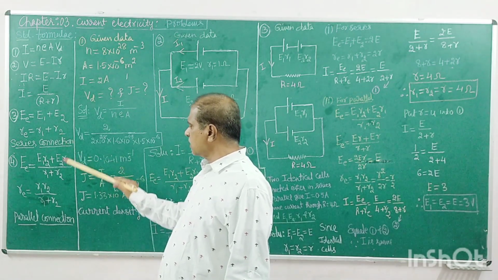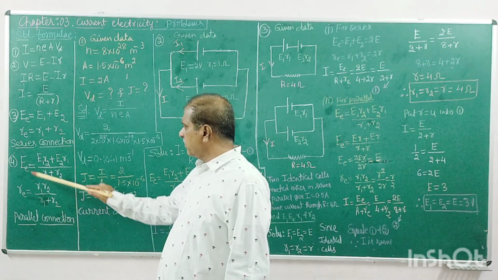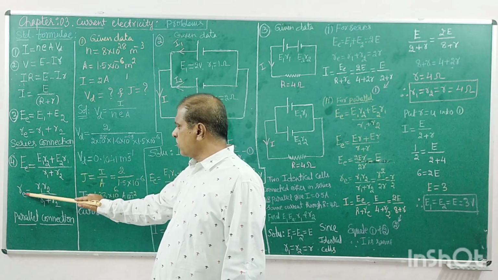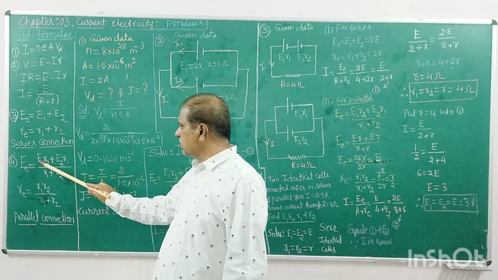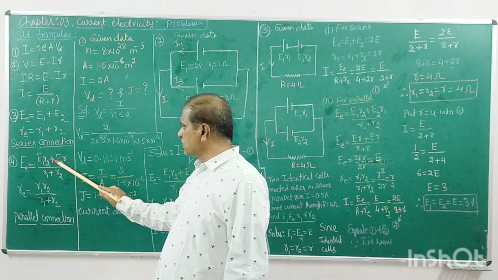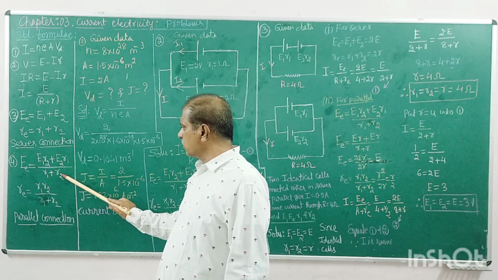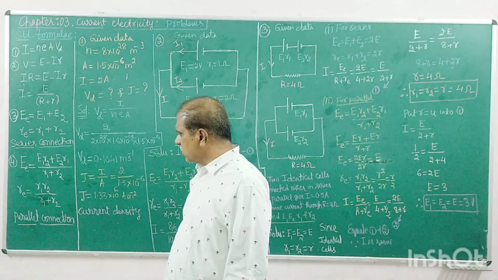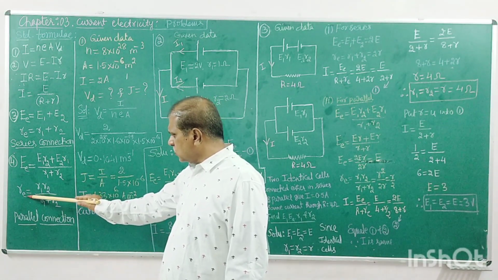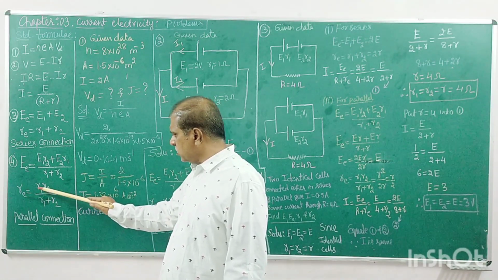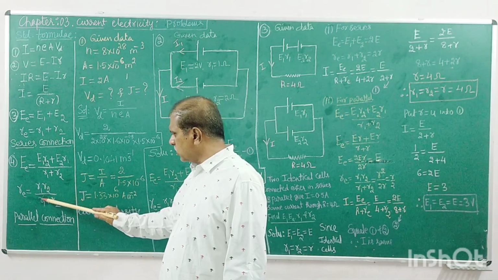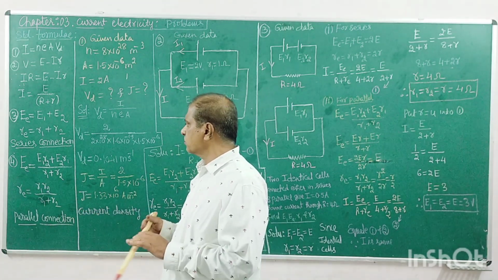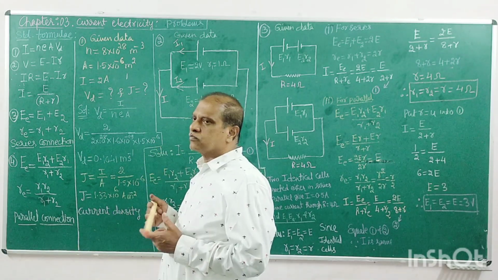If the same cells are connected in parallel, we have this equation for the effective EMF, that is E1 r2 plus E2 r1 divided by r1 plus r2. These are the EMFs and the internal resistances. And the effective internal resistance is r1 into r2 divided by r1 plus r2. Remember these equations while solving the problems.